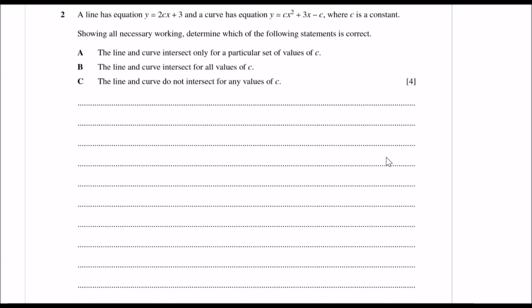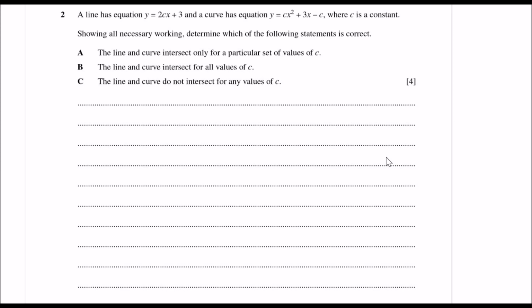A line has equation y equal to 2cx plus 3 and a curve has equation y equal to cx square plus 3x minus c, where c is a constant. Showing all necessary working, determine which of the following statements is correct. Statement A. The line and curve intersect only for a particular set of values of c. Statement B. The line and curve intersect for all values of c. Statement C. The line and curve do not intersect for any values of c.